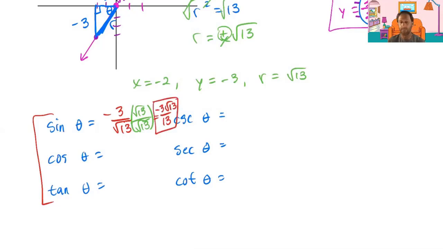Now, unlike the previous example, it was better to simplify and then do the reciprocal to find cosecant.